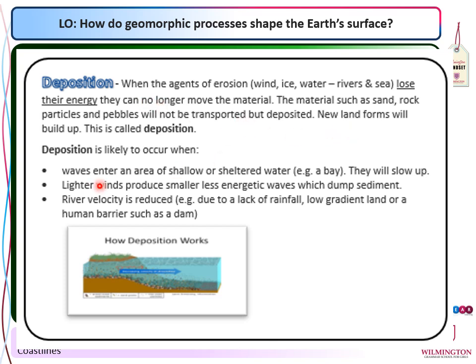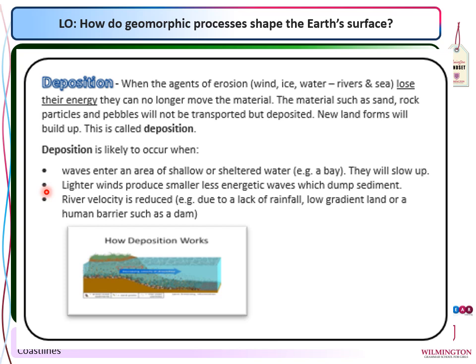There are three main ways that deposition can happen. For example, if waves enter a shallow or a sheltered area, mostly, they become quieter, become less energetic, and then they can deposit material. A clearer idea is when the winds become lighter. Lighter winds produce less energetic waves, which can then deposit material.